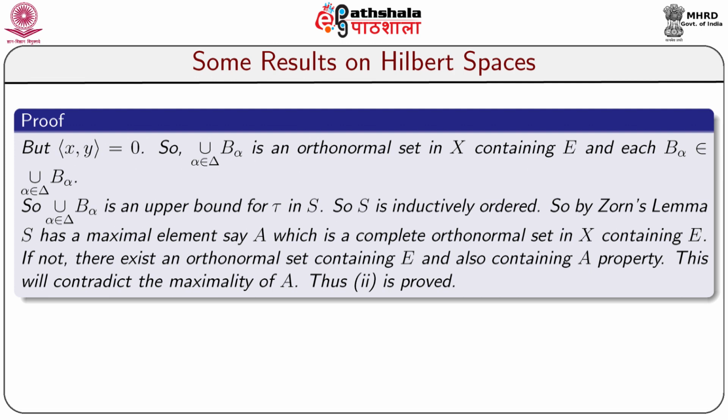So, S is inductively ordered. So, by Zorn's lemma, S has a maximal element, say A, which is a complete orthonormal set in X containing E. If not, there exists an orthonormal set containing E and also containing A properly. This will contradict the maximality of A. Thus, 2 is proved.